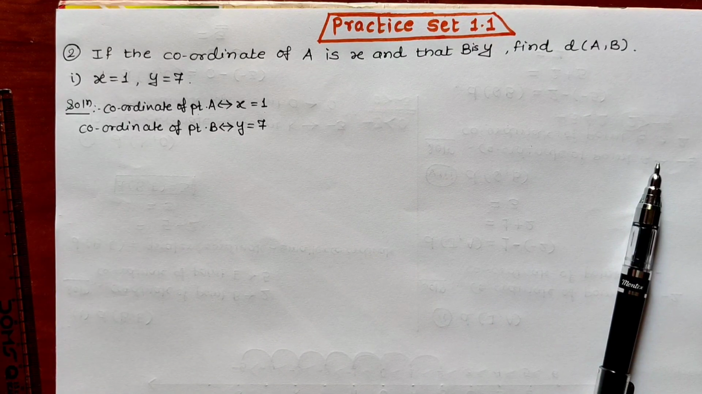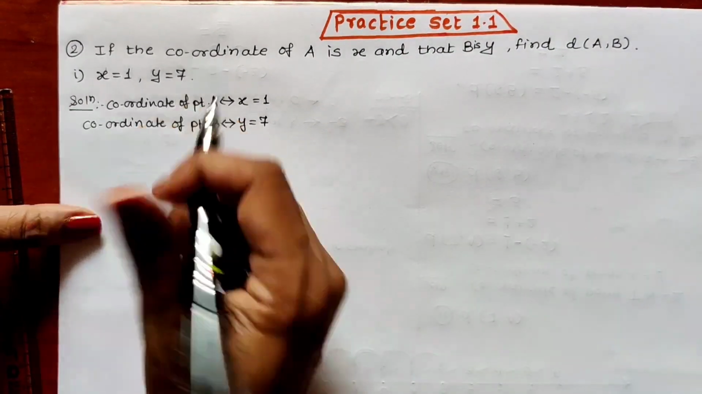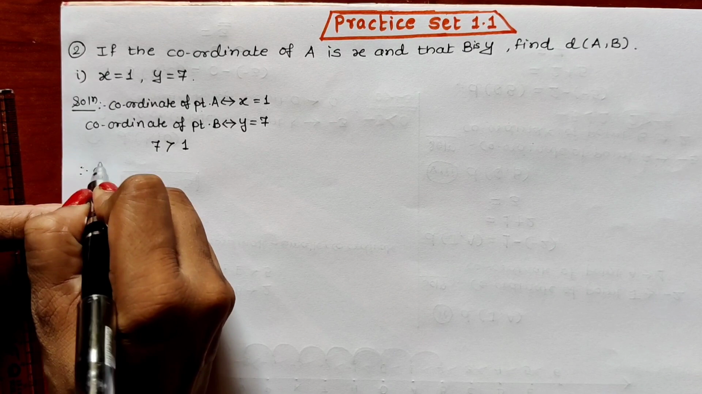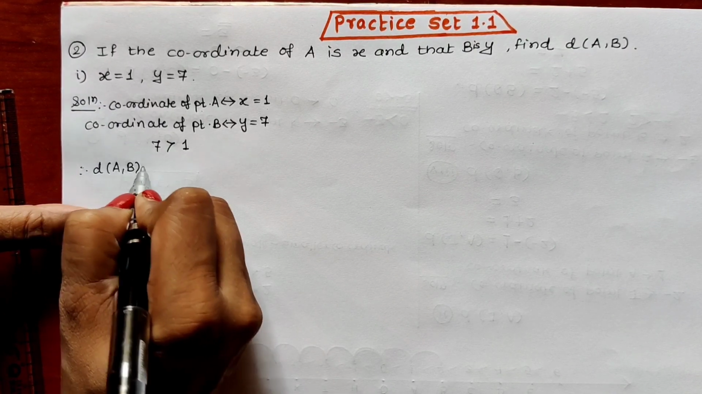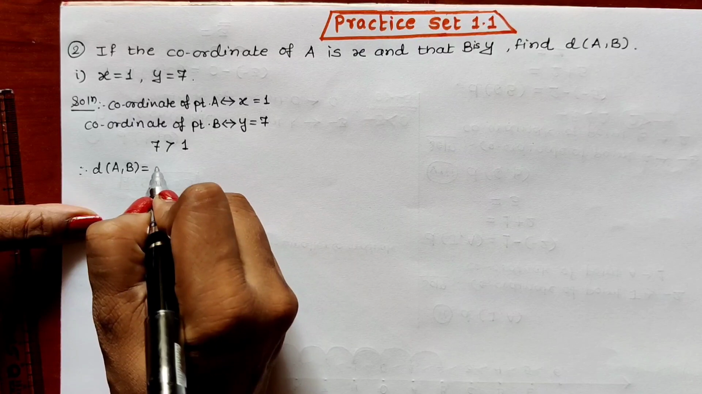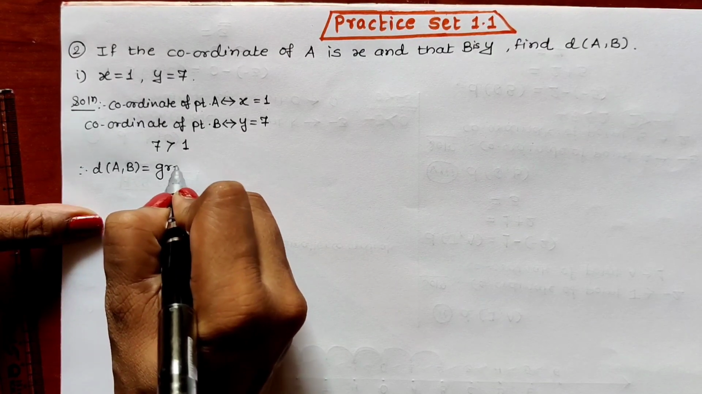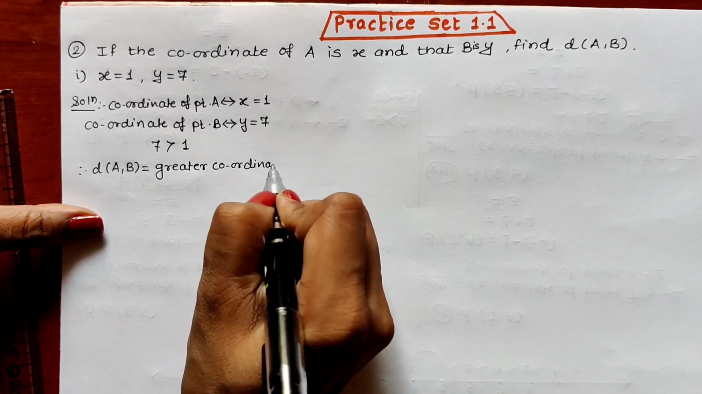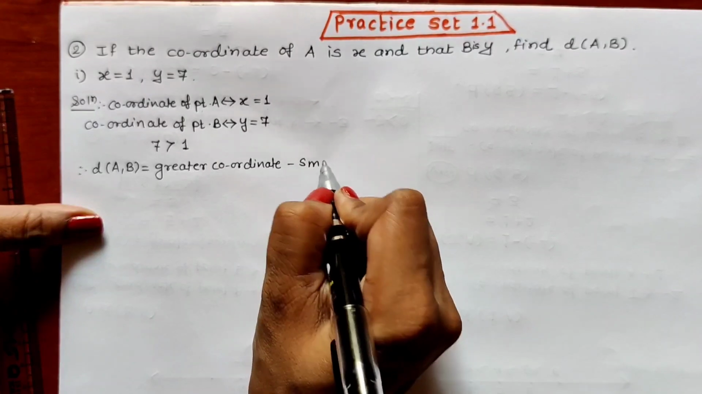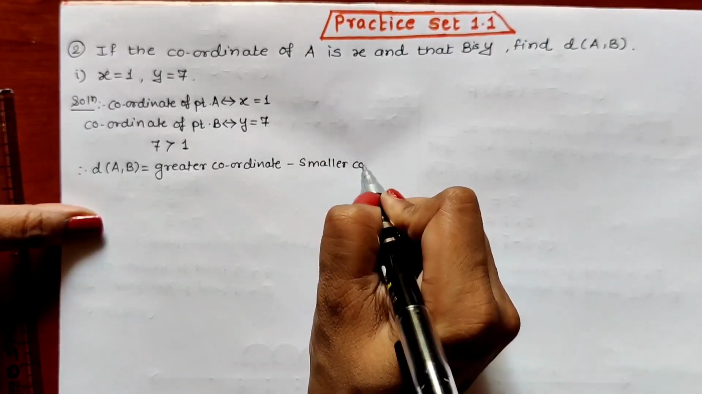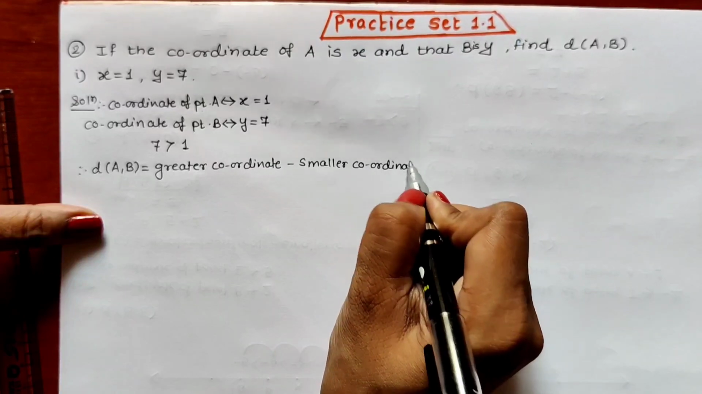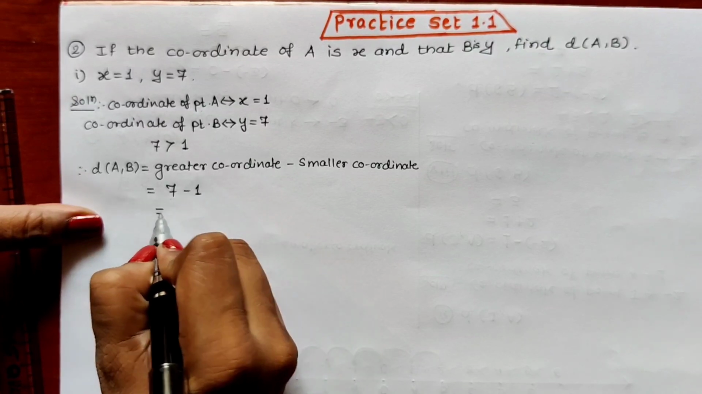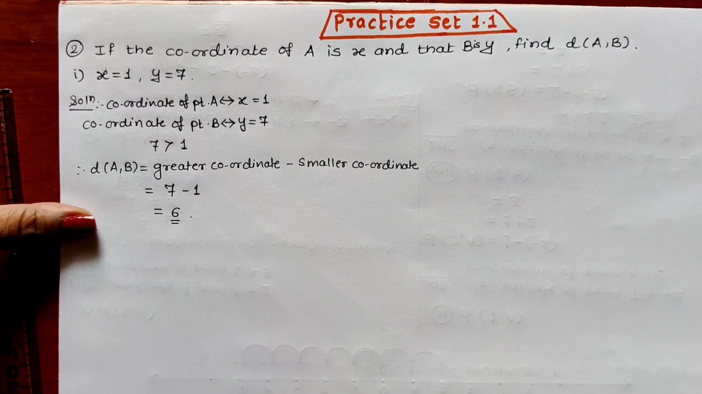As we all can see here, both are positive numbers and 7 is bigger or 7 is greater than 1, correct? So that means what? Distance AB will be equal to, I can write here, for first sum I will be writing greater coordinate minus smaller coordinate. And it will be 7 minus 1. So distance AB will be 6. It is equal to 6.